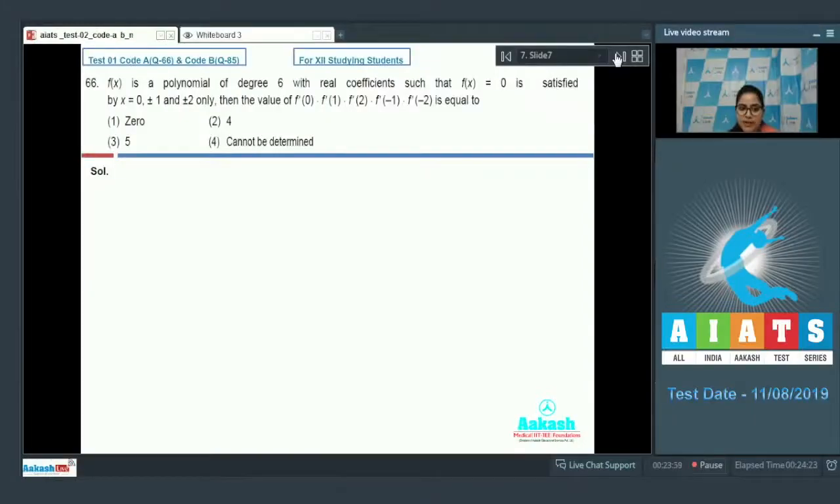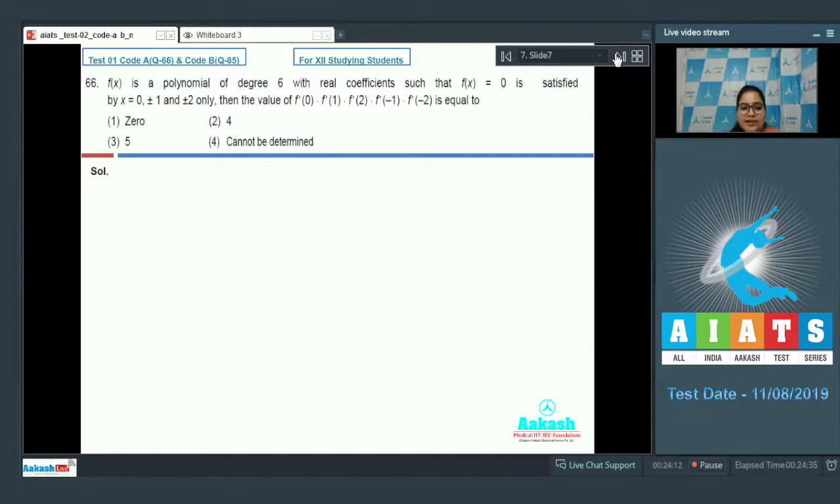Which is question number 66. f of x is a polynomial of degree 6 with real coefficients such that f of x equal to 0 is satisfied by x equal to 0, plus minus 1 and plus minus 2 only. Then the value of f dash of 0, f dash of 1, f dash of 2, f dash of minus 1 and f dash of minus 2 is equal to.